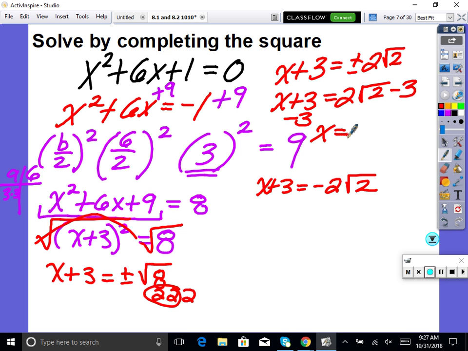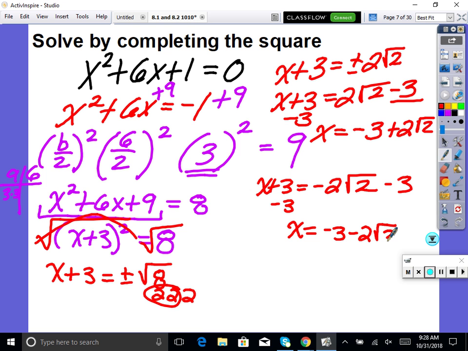So x is equal to, just like a plus bi form, we put the number first. We just put our whole number first on this too. So that would be negative 3 plus 2 root 2. And then subtract 3, so x is equal to negative 3 minus 2 root 2. There's our two solutions. Easy stuff.